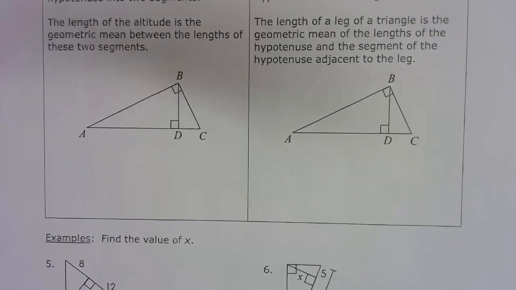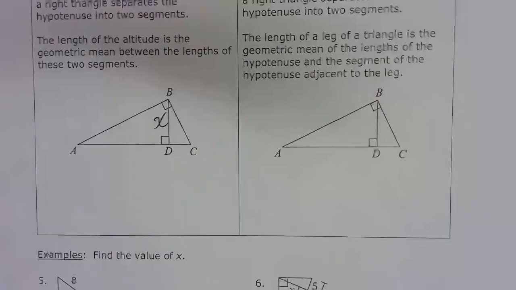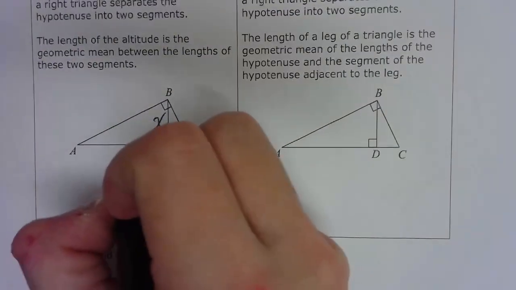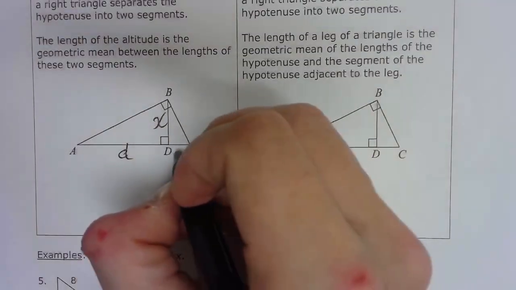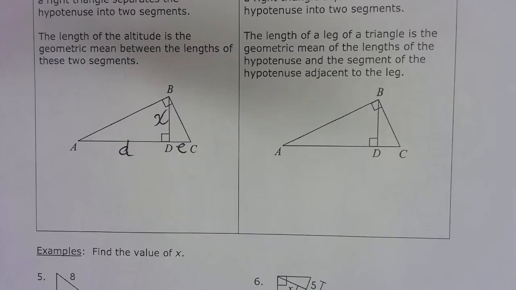So, turn the page. That's what I'm going to be doing here. I'm only going to write the important ones on the first step. So, here, for example, the altitude is X. The segment AD, I'm going to call lowercase d, and the segment DEC, I'm going to call lowercase e. All right? So, in my example, let's see here. I'll show you guys where the geometric mean comes up by getting some similar triangles.